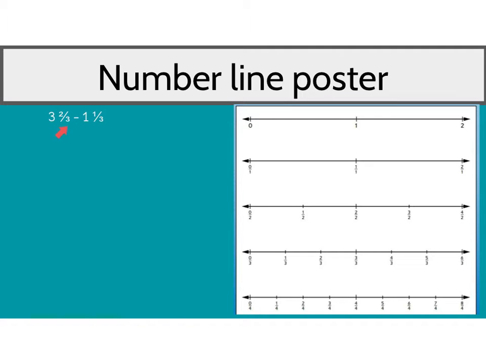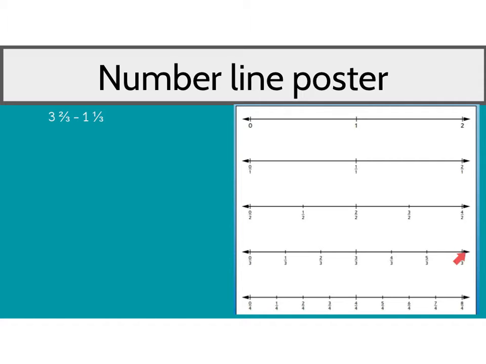If we look at the first problem, we are going to look at 3 2/3, and we are going to subtract 1 1/3. What we need to think about is our denominators. We have a denominator of 3, so I am going to need to use the number line that has a denominator of 3. It looks like this one right here. These all have a denominator of 3.